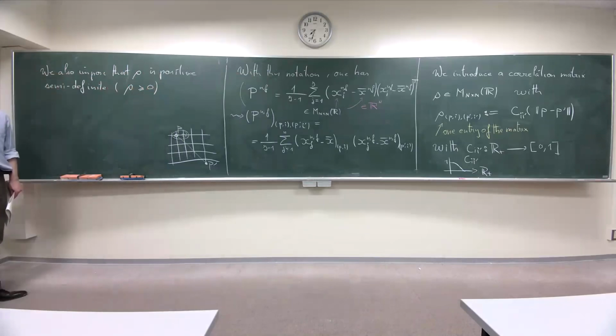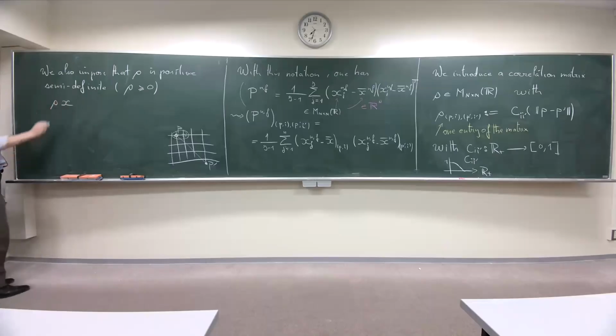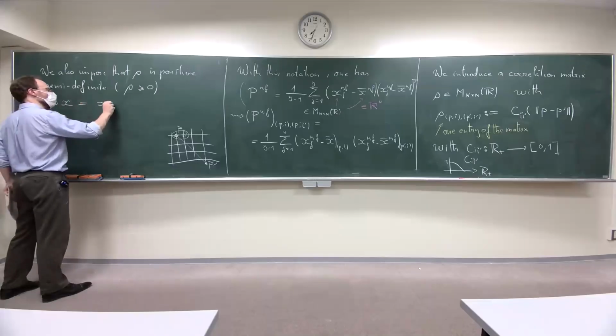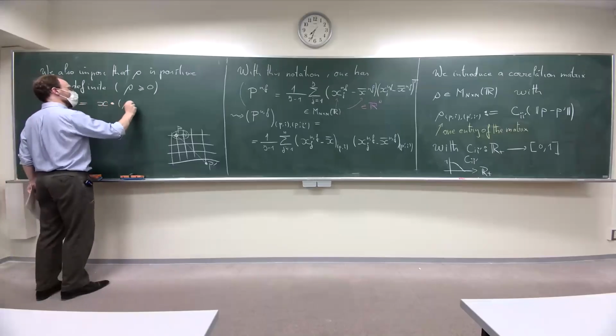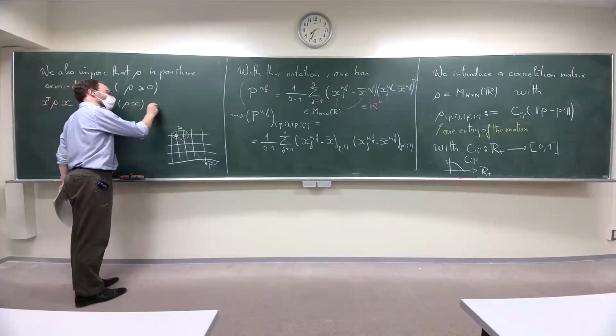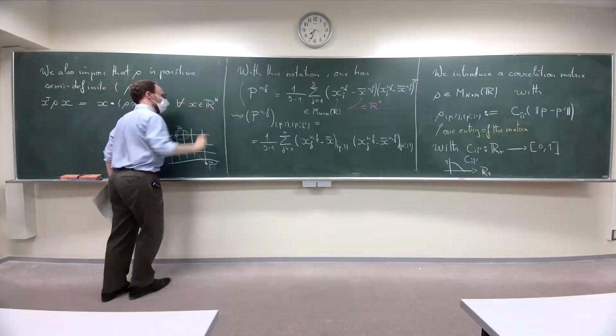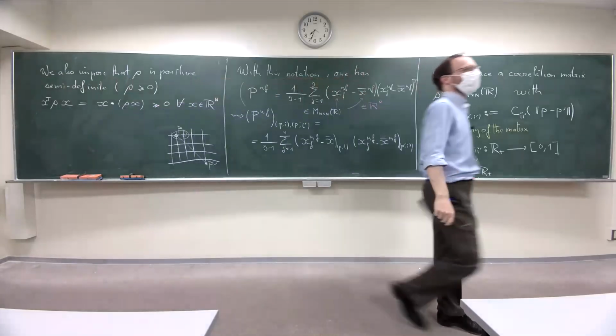So what does it mean? It means that whenever you consider rho applied to a vector x, this is a vector, and you take the transpose vector and multiply it, this is the same as the scalar product between x and rho x. We want this to be bigger or equal to 0 for any x in R^N. This is the notion of positive semi-definite.